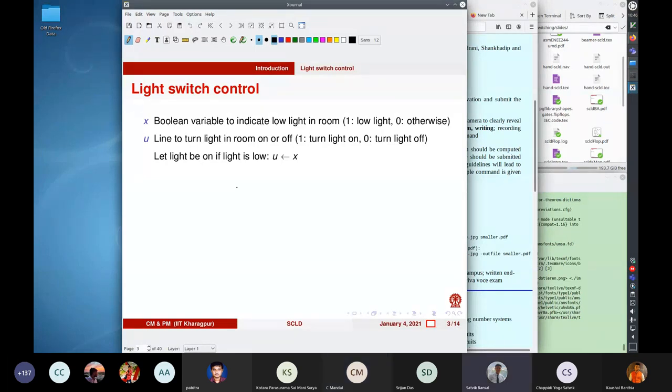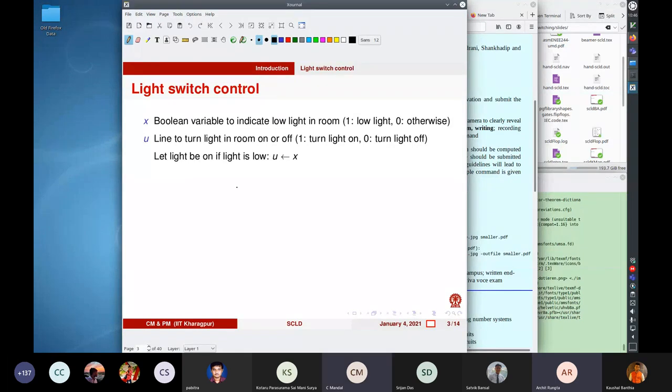Yeah, that is okay. But are we running this solution continuously? Oh, yeah, absolutely. Then the light will keep on flipping between on and off if it's dark.